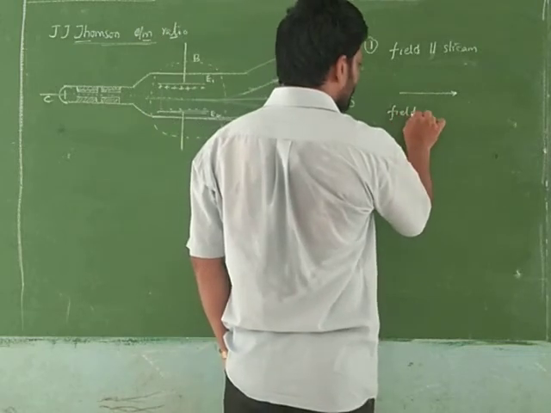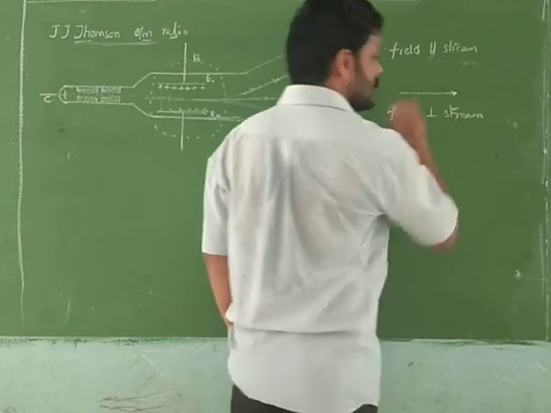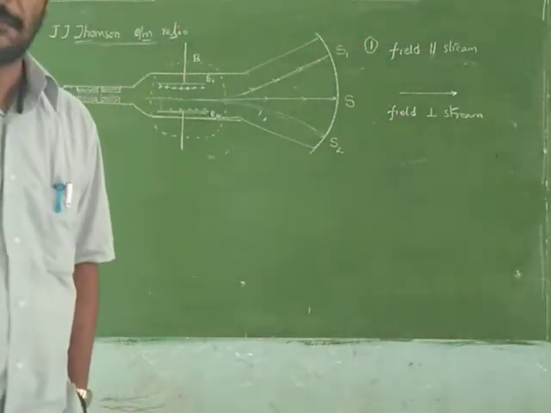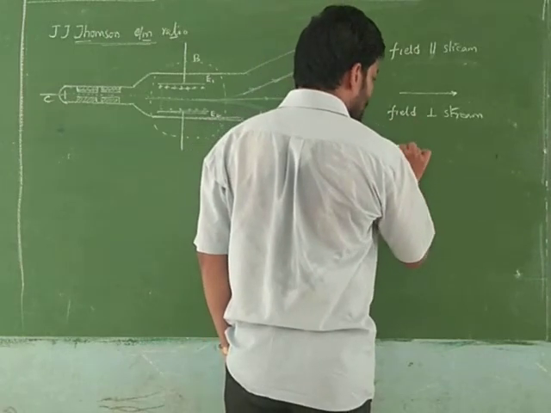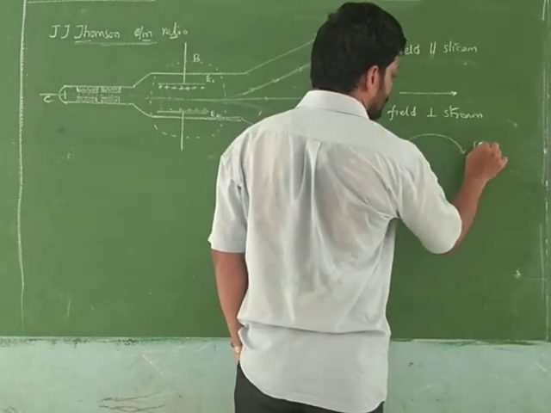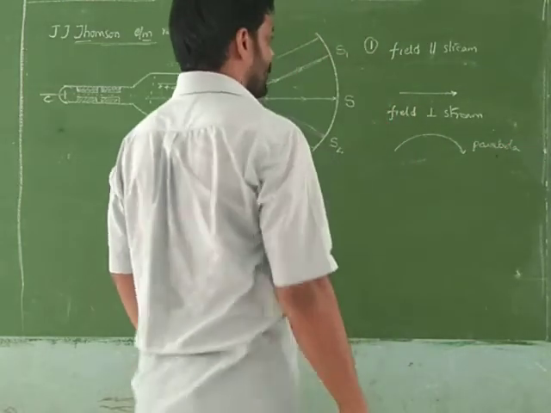If the field is perpendicular to the stream of particles, then the path followed by the particle is a parabola. Here, the field is the electric field, in both cases.